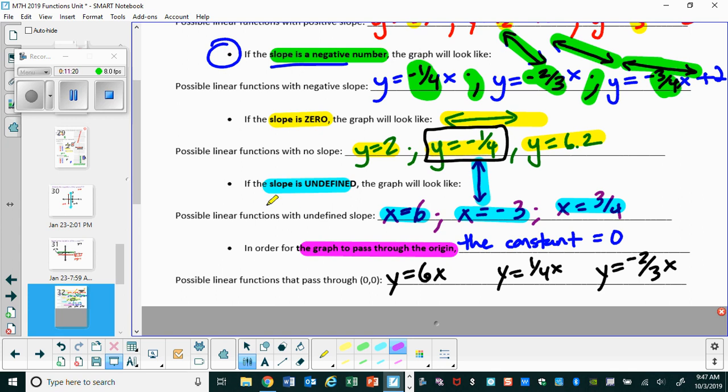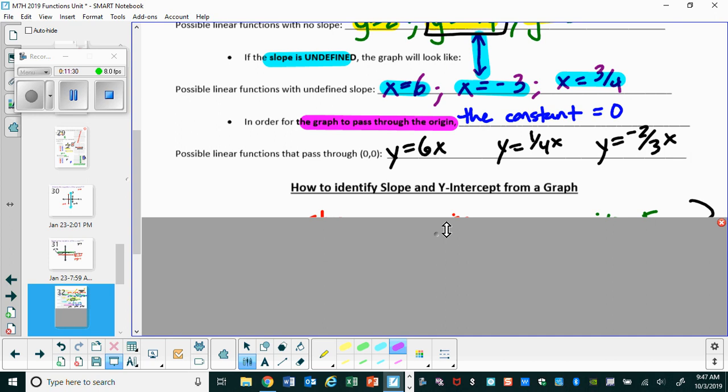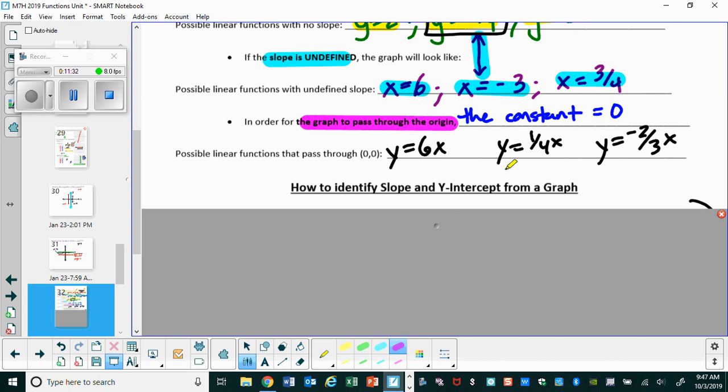Now we're going to stop here with this part of it. And there's going to be another video that resumes down below for the how to for this next part. You'll get another video for how to identify slope and y-intercept for a graph.